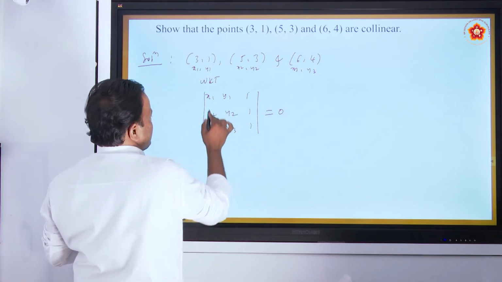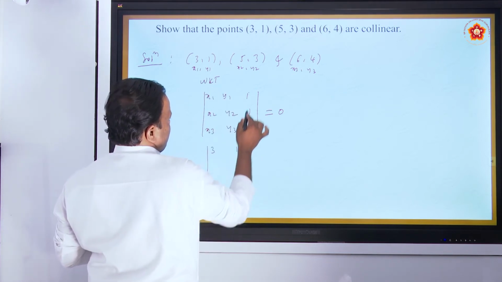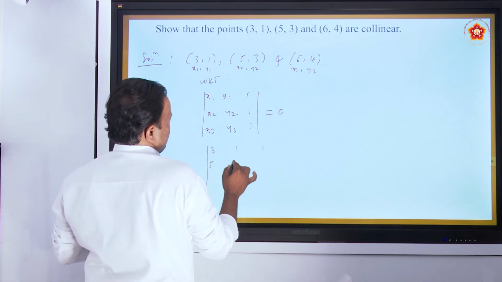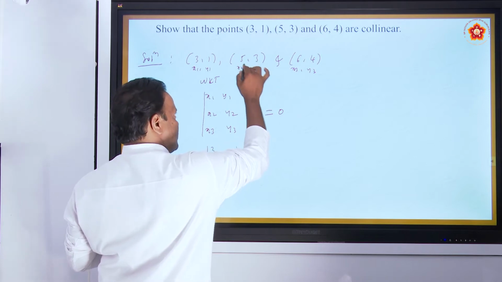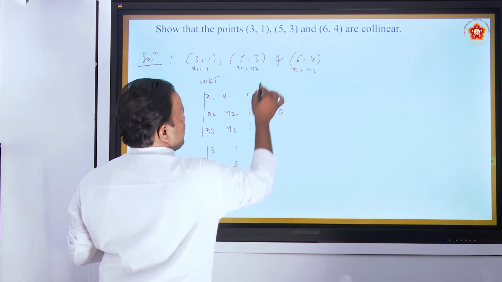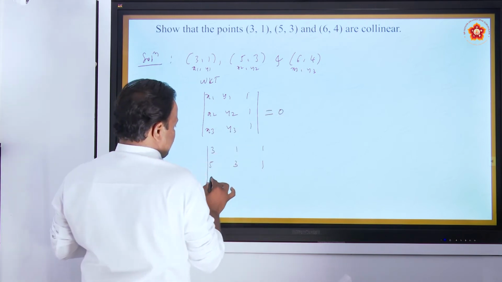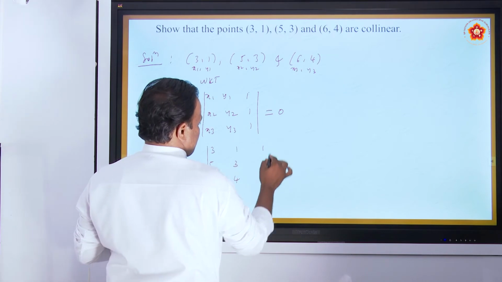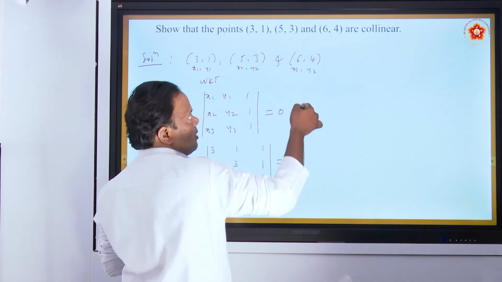Determinant of, what is x1 here? x1 is 3. What is y1? 1. This is 1. What is x2? 5. Sorry, x2 is 5, y2 is 3, and 1 as it is. What is x3? x3 is 6. What is y3? 4. This is 1. The condition is that it equals 0. The determinant value is 0 means the points are collinear.